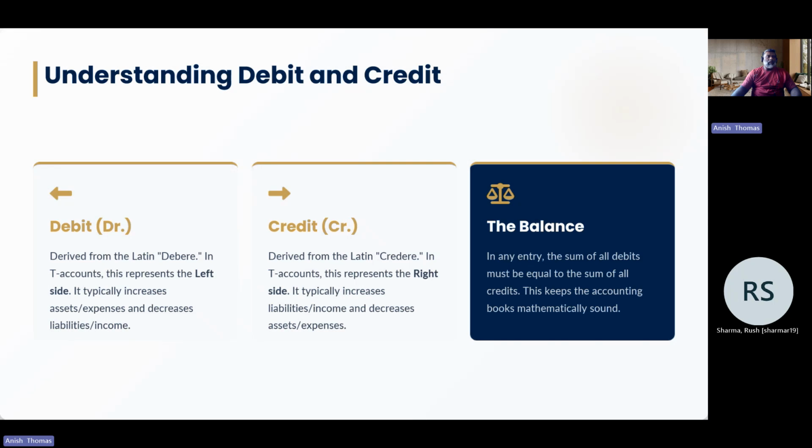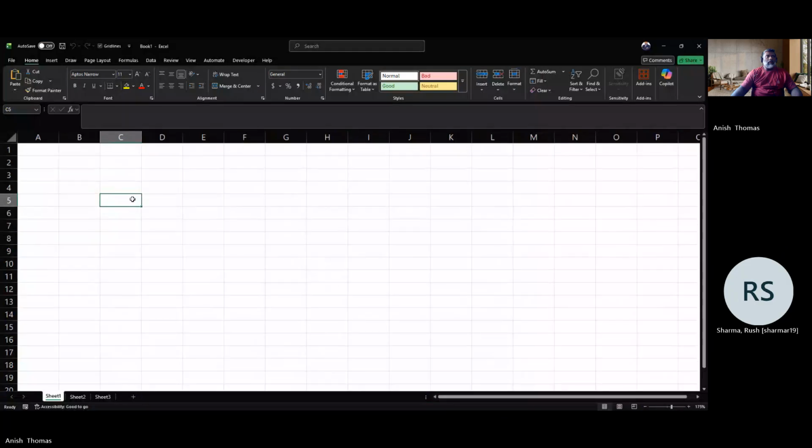Change who I'm sharing. I hope you can see a blank Excel sheet. Oh, yes, I can see that. Yeah.